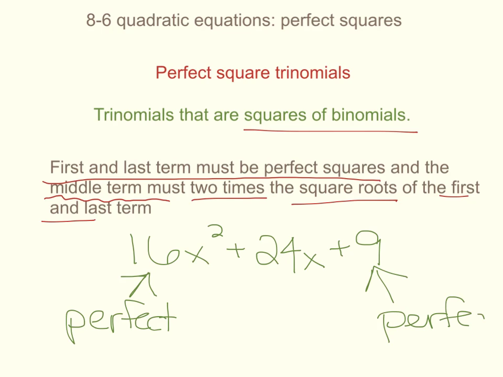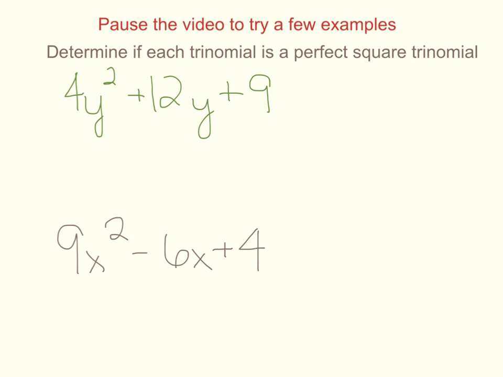And then the middle term must be twice the product of the square roots of the first and the last term. The square root of the first term is 4x, and the square root of the last term is 3. If you multiply both of those together, you get 12, and twice 12 is 24. So this is an example of a trinomial that is factorable. Pause the video to try a few examples.